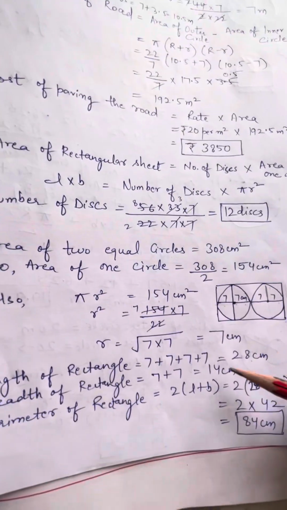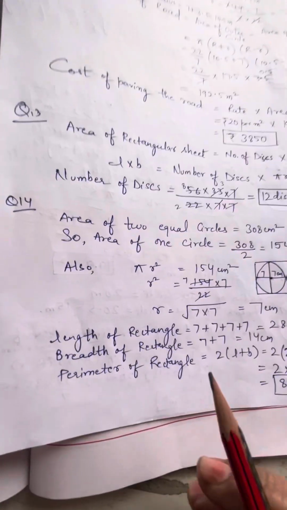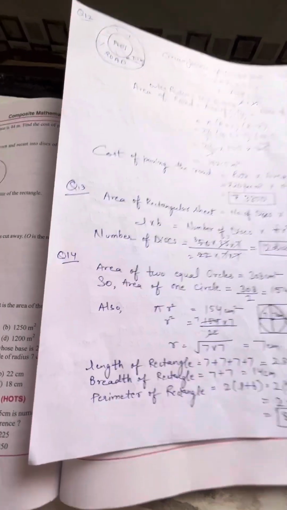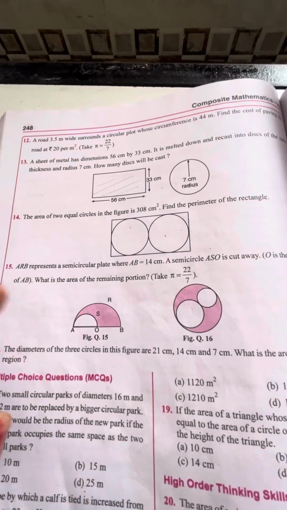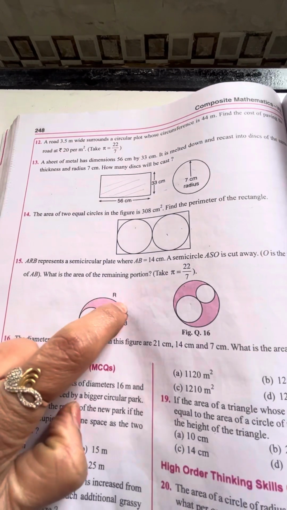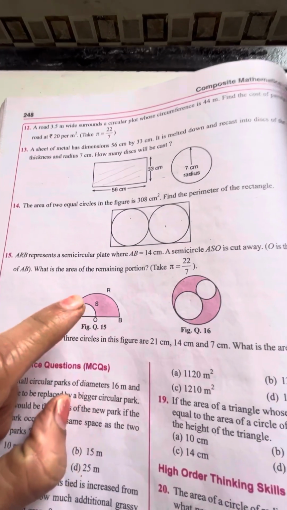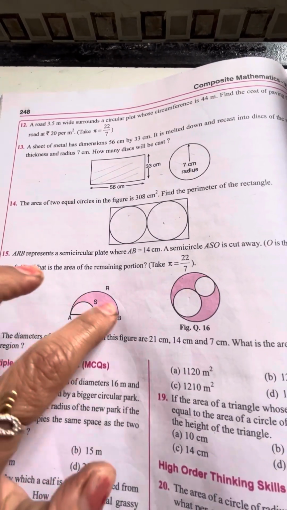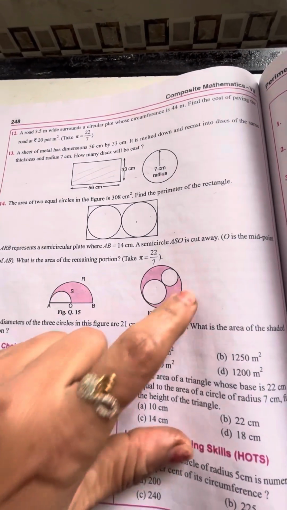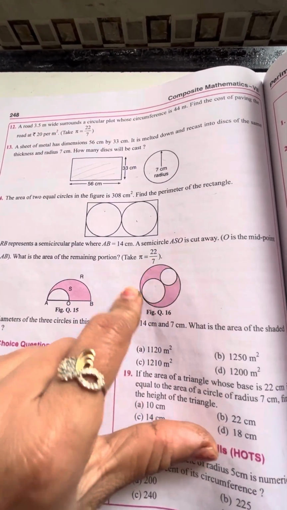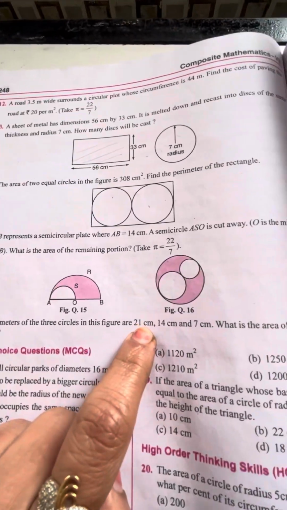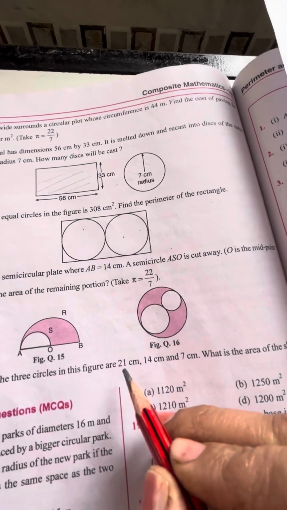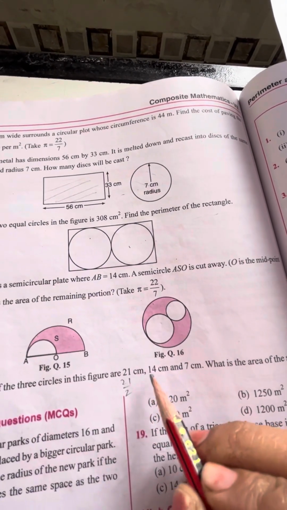If you get the length and breadth of the rectangle, you can calculate the perimeter of the rectangle, which is asked in the question. Okay, so question number 15. For question number 15, you have to find the area of the semicircle and subtract the small semicircle. You will get this area. For question number 16, this is the big circle, find the area of this big circle. Radius is given, that is 21. Sorry, this is diameter, so for this the radius becomes 21 by 2.